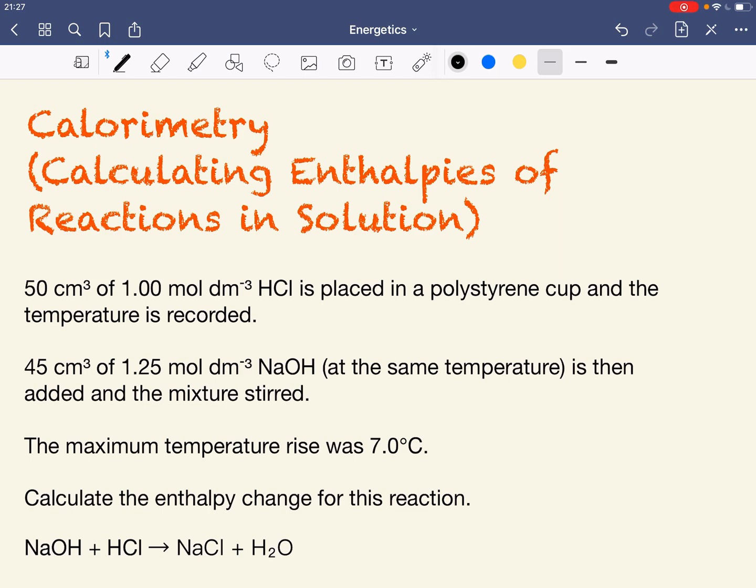Here we look at using calorimetry to work out enthalpies of reaction in solution. The first example is a neutralization reaction, and we've got 50 cm³ of 1 mol/dm³ HCl reacting with 45 cm³ of 1.25 mol/dm³ sodium hydroxide. Through cooling curves, the maximum temperature rise was calculated to be 7.0 degrees. We've got to calculate the enthalpy change for this reaction.